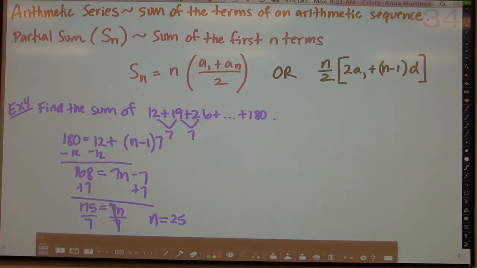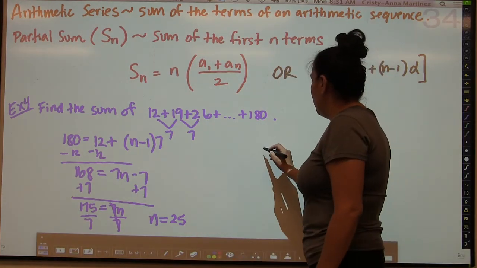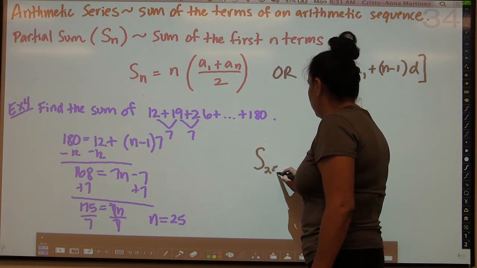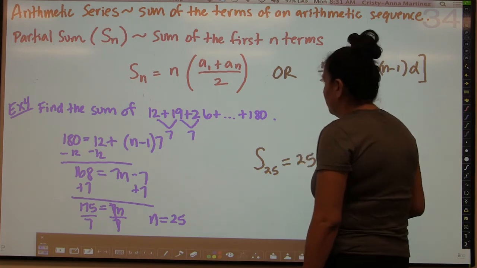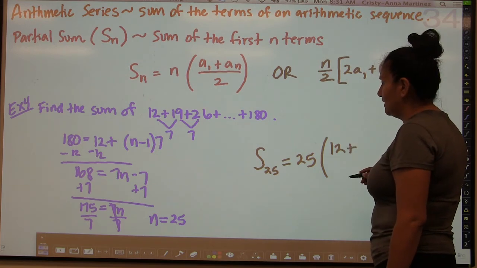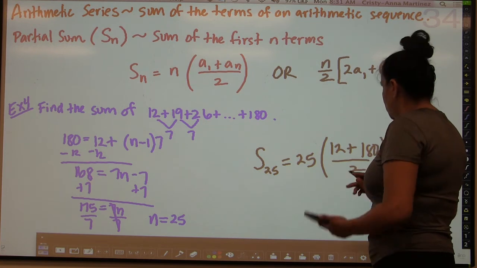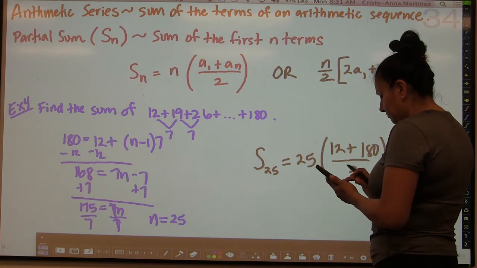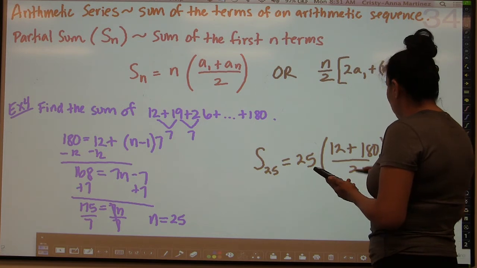And so to find the sum of it, all we have to do now is plug it into the formula here. So we're going to say S sub 25 is equal to n times the value of the first term, which is 12, plus the value of the last term, the 25th term, 180, divided by 2. So 180 plus 12 is going to give us 192.